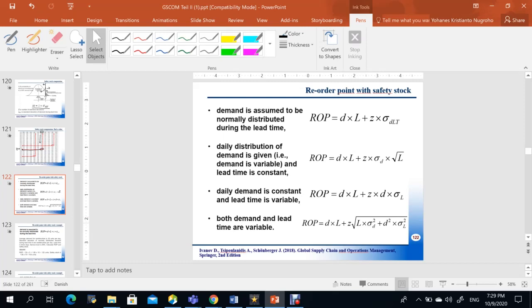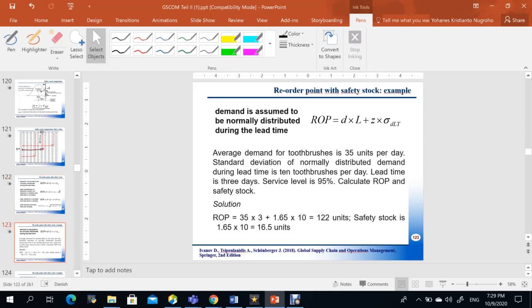Now let's go to an example of using the first formula. Here, average demand for toothbrushes is 35 units per day. Standard deviation of normally distributed demand during lead time is 10 toothbrushes per day. Lead time is 3 days. Service level is 95%. We have to calculate the reorder point and safety stock.